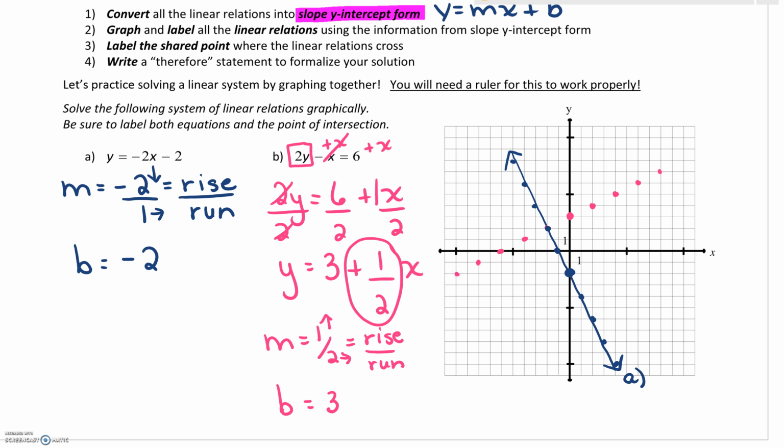When it says to solve, it means something's missing. If you take a look at these graphs, once they are graphed, you can see that an important point would be where they cross. That point happens right here. To label the shared point is to write down the coordinates of that point of intersection. The coordinates of this point of intersection are x is -2 and y is +2. Remember that x is first and then y. It's really important to make sure that you label your points properly.